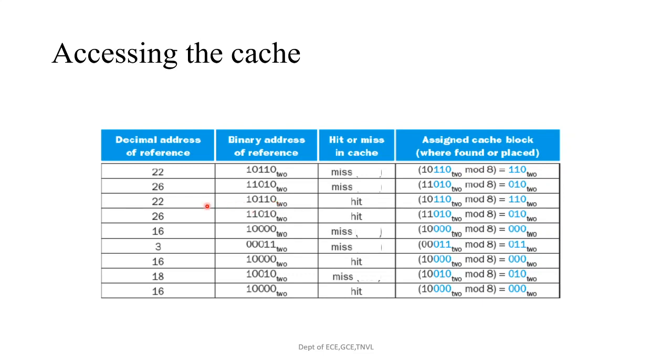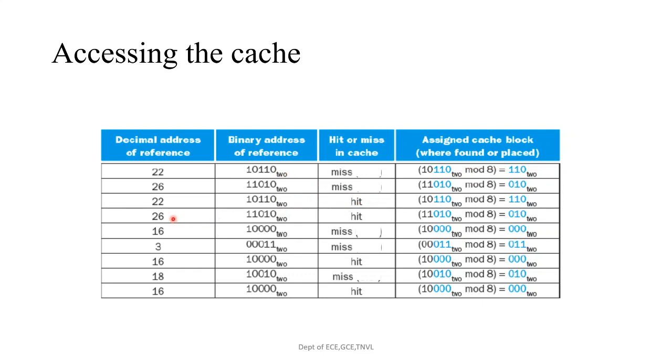So we want to map this 22, that is 110, to the cache address, and 10 we need to place in the tag field. If you see here, there is already a data, that is 10110. This is for 22, that is 10110. So already there is a data. Hence this will be termed as a hit.